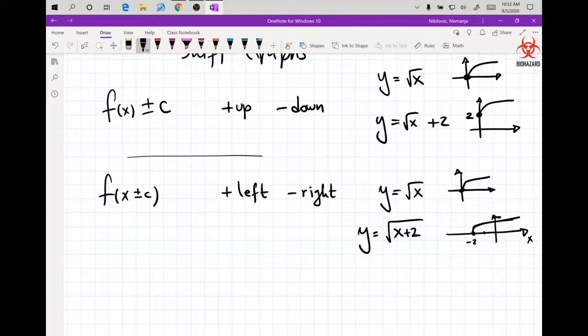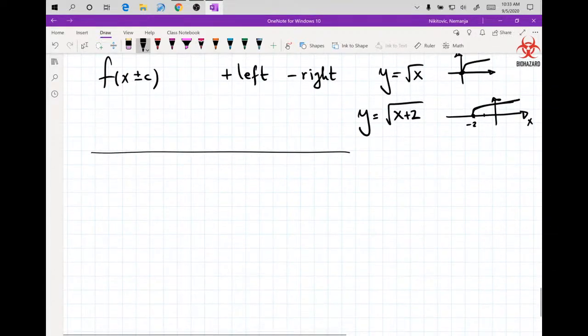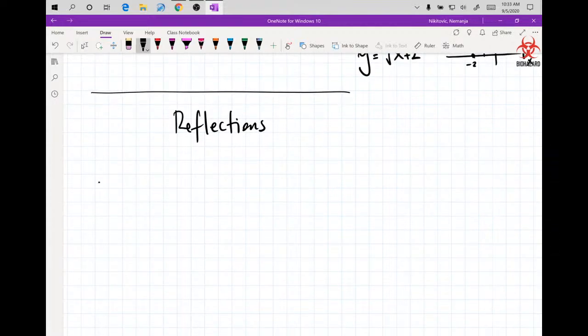So these are shifts. Now there are also stretches and shrinks and so on. Not so much important. Reflections are important. When you have negative f of x, right? And when you have f of minus x. So these are the two reflections that you can have, right? Two reflections.